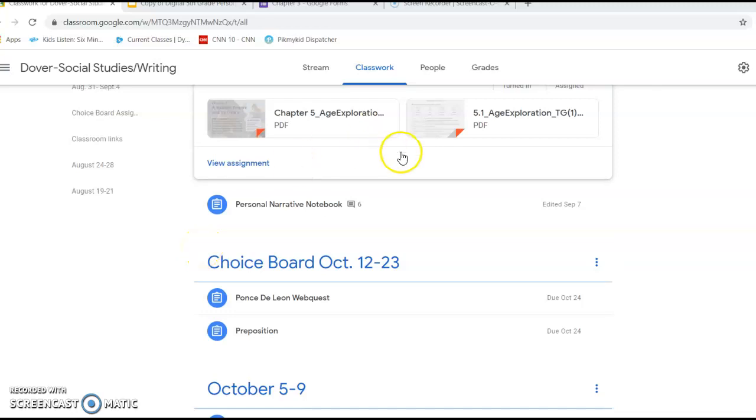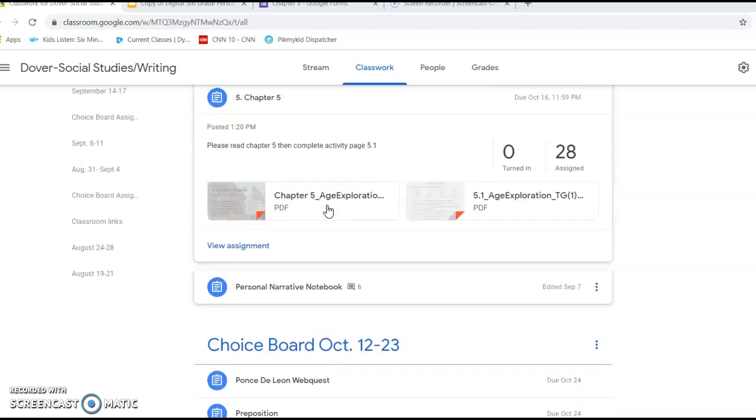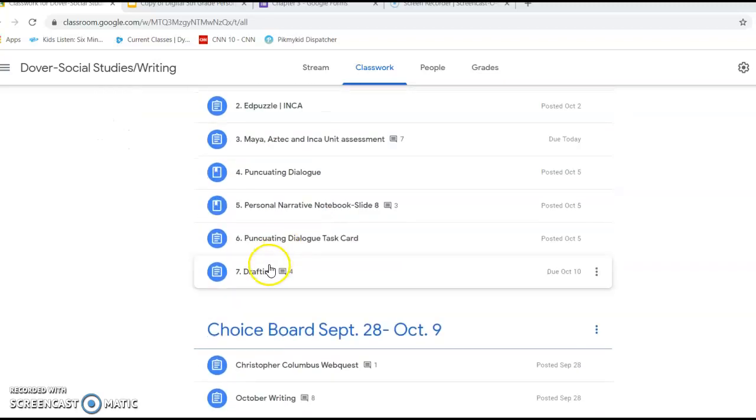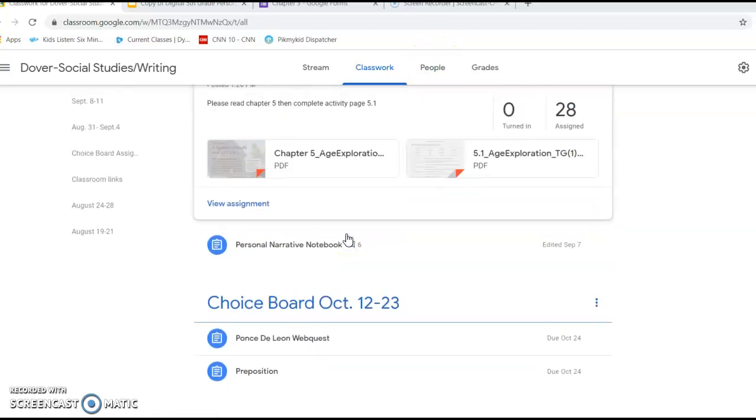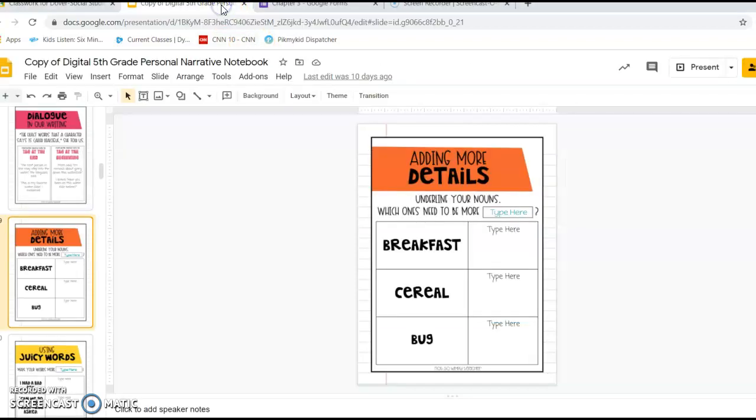Today we're going to continue working on our personal narrative notebook, and then we're going to continue working on our draft as well. Okay, so I'm going to have that draft available for this week. But first, I want you to go to your personal narrative notebook. You're going to click on that, and we're going to go to slide 9.